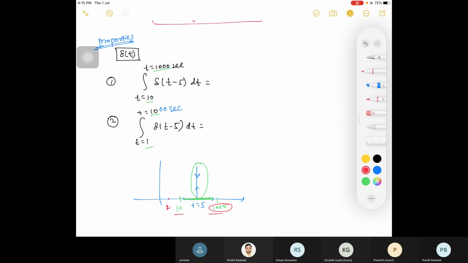This curve is like this. First I'll draw this interval. Wait. So this is your curve. This is t equal to 5, and your interval I'm writing in green. So the first one is 1 to 1000, and the second is 10 to 1000, right? And this is t equal to 5. So whenever I write an interval 1 to 1000, you will find this curve.